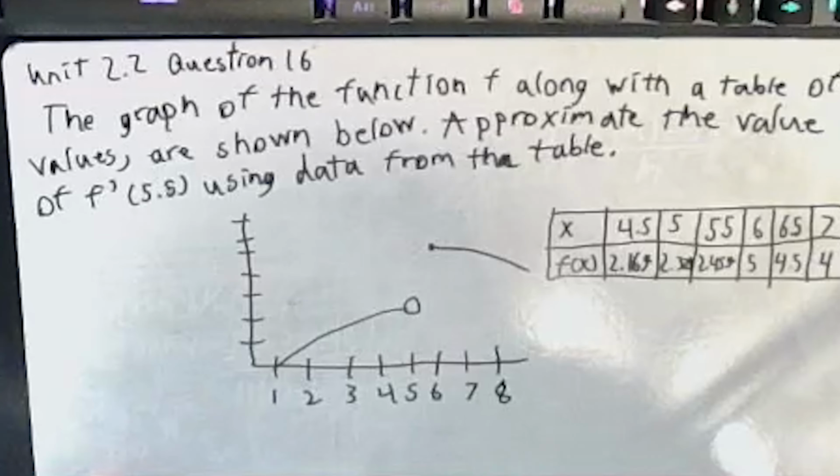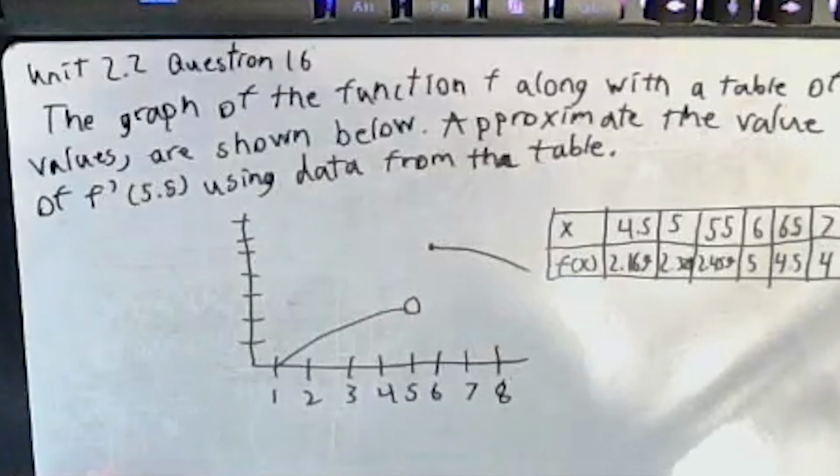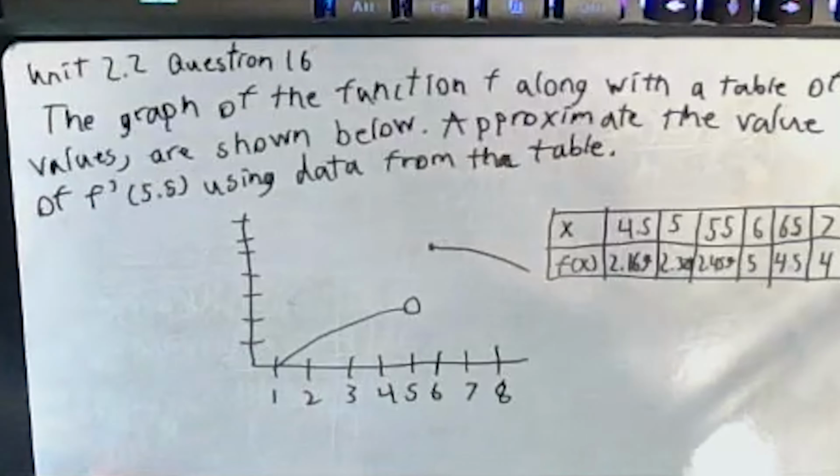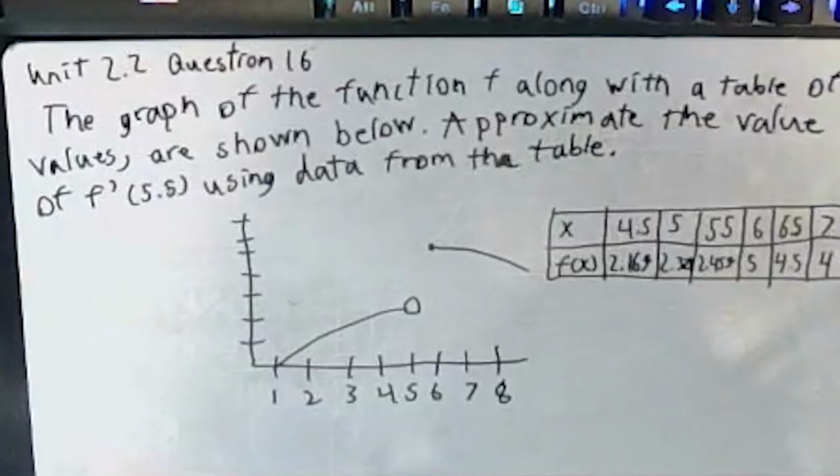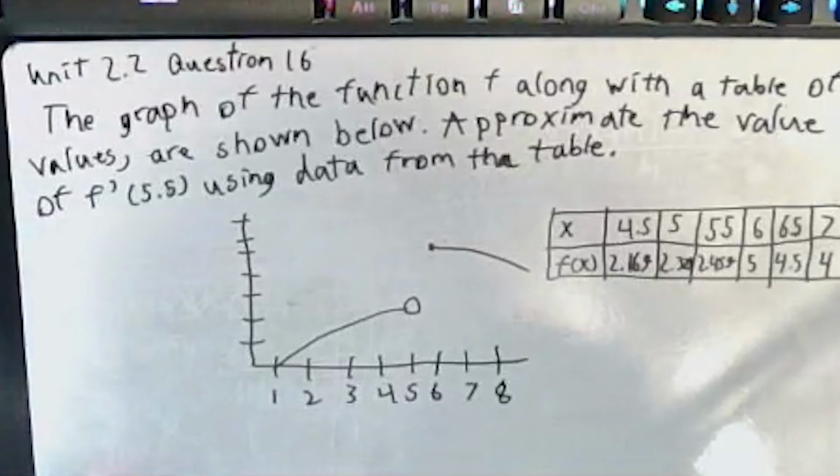This is Unit 2.2, question 16 from the test prep. The graph of the function f along with the table of values are shown below. Approximate the value of f prime of 5.5 using the data from the table.